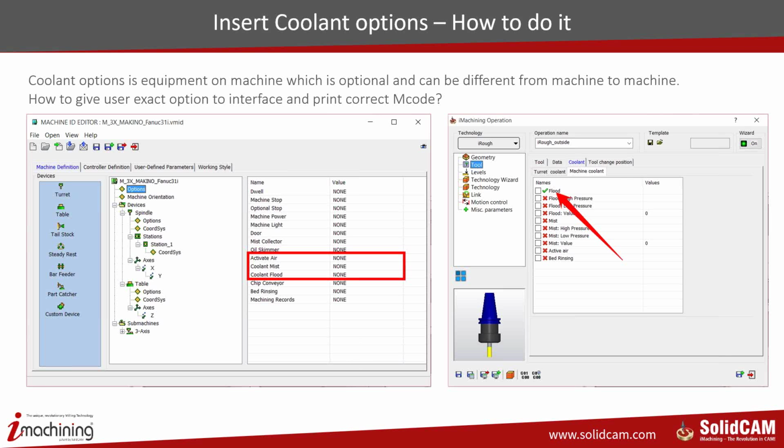Now, the next subject that I would like to talk about is the insert coolant option. The coolant option is equipment on the machine, and it can be different from machine to machine. Some of them can have just the flood or through spindle, some machines have just general coolant, or some of them have through tool.